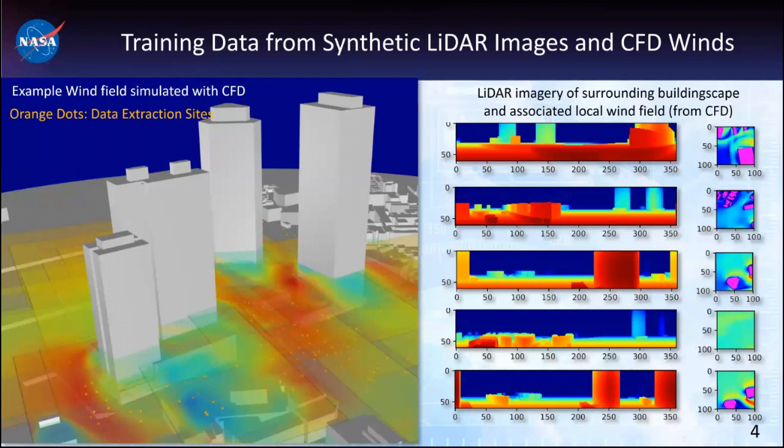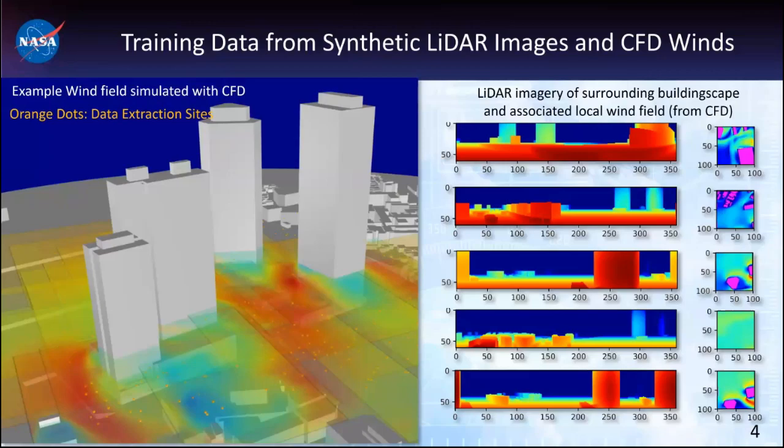So at each of those orange points, we're going to generate that synthetic LiDAR data, and we're also going to extract the wind field that surrounds that orange dot. And that's illustrated here in the rightmost column. So for every LiDAR location, there's also an associated wind field. And what we're going to train our neural network to do is to make that association between what the LiDAR sees and what the associated wind field is.